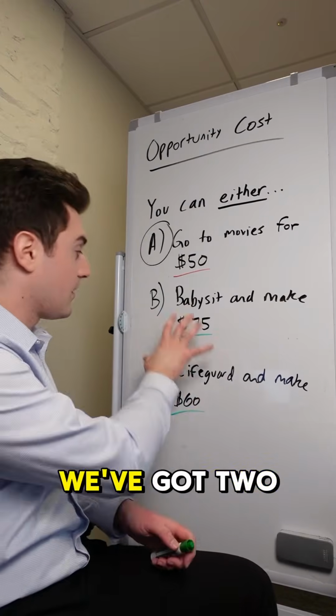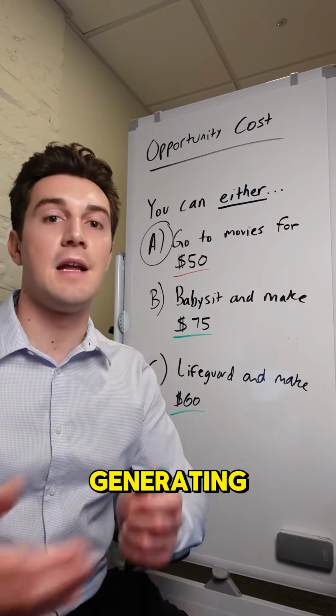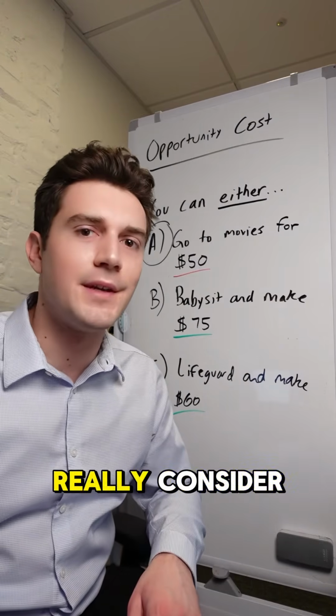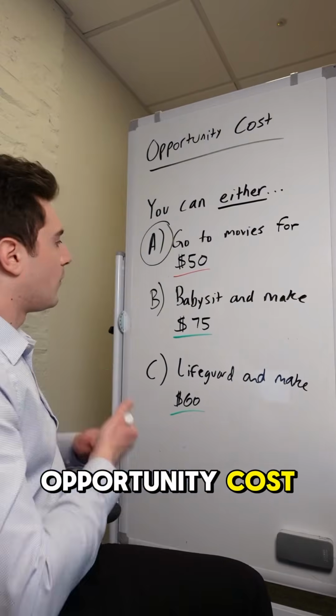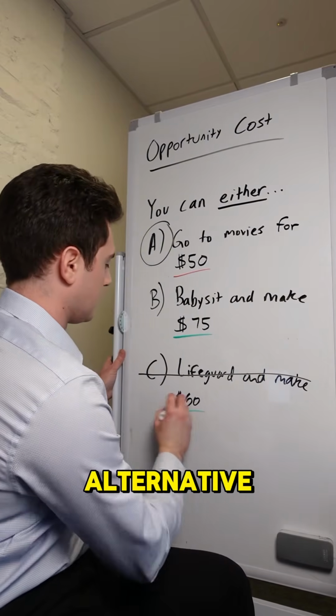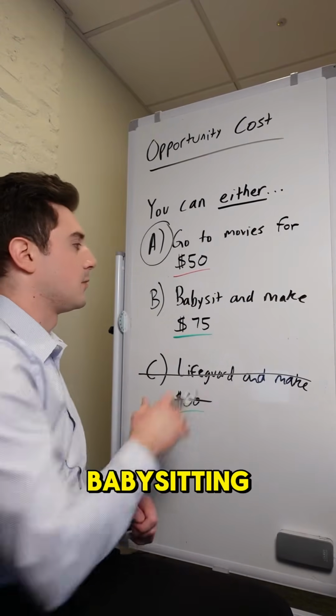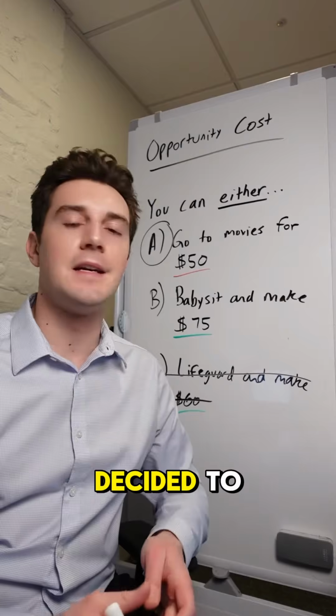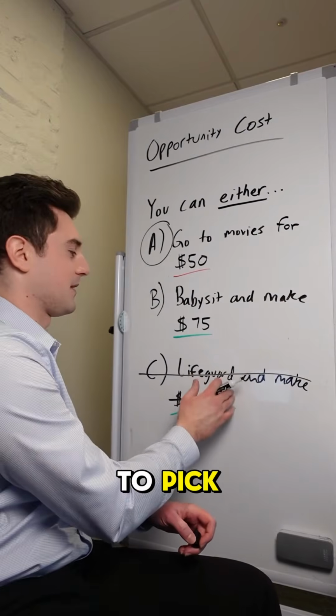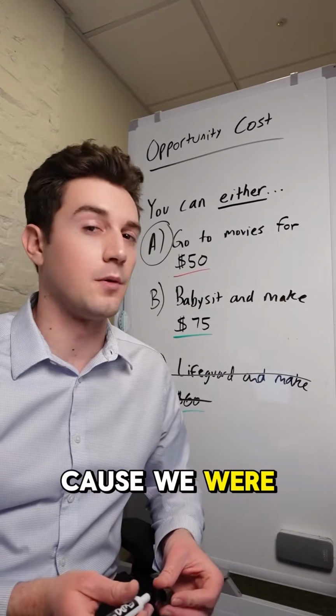But keep in mind here, we've got two different income generating options that we forgo. Which one should we really consider when calculating opportunity cost? Well, we only consider the next best alternative, which is not lifeguarding. Because for lifeguarding, we would have made $60, whereas babysitting, we would have made $75. So if we decided to not go to the movies, we would have been silly to pick lifeguarding. We would have picked babysitting because we were going to make more money.